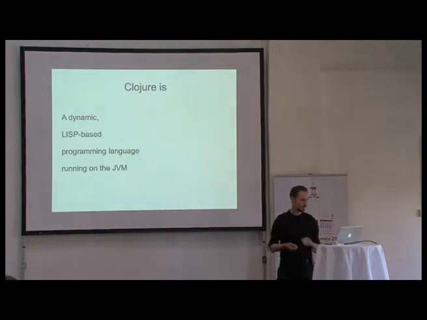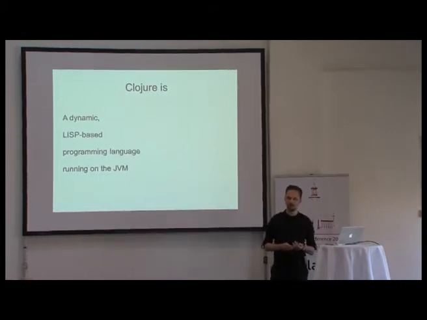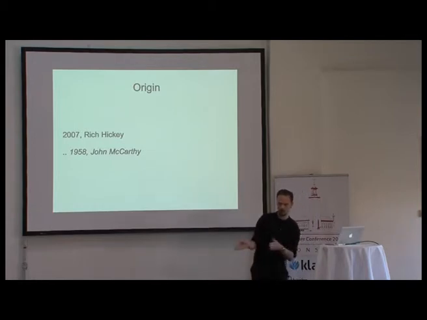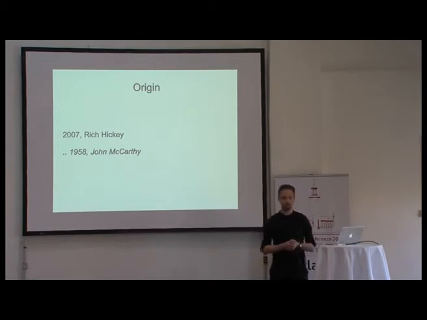So let's begin. What is Clojure? Well, it's a dynamic language. It is Lisp-based, and it's running on the Java virtual machine. That's the basic premise of it. It is very young. Rich Hickey is the creator of the language, and he released it in 2007 after initially working on a Lisp machine for the CLR. Then he switched tracks to the JVM.